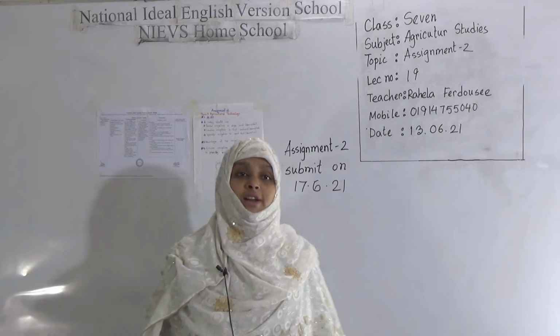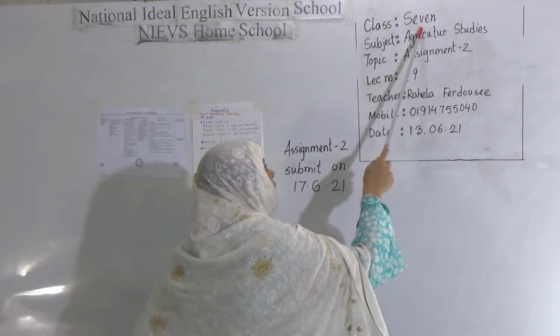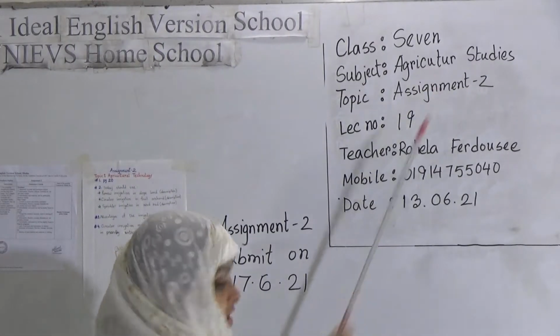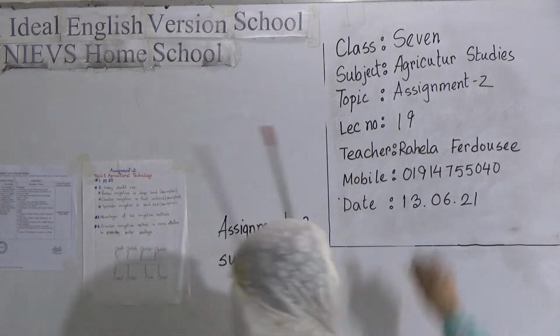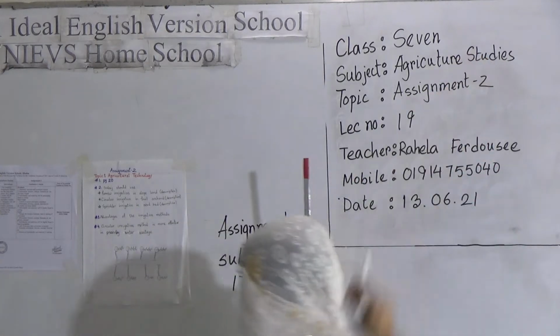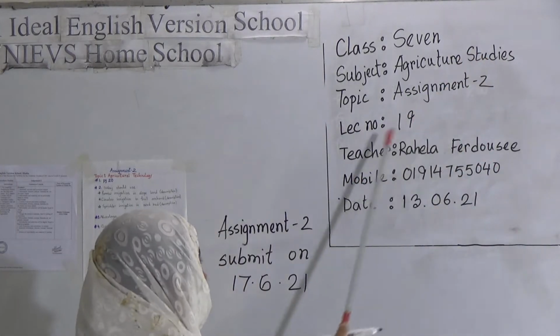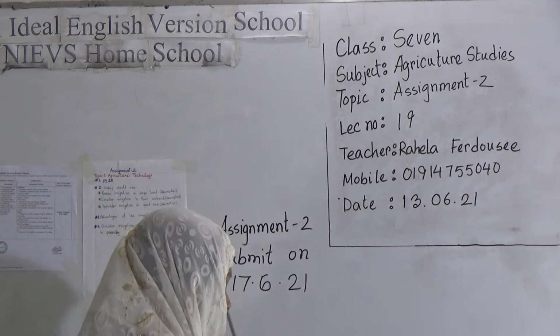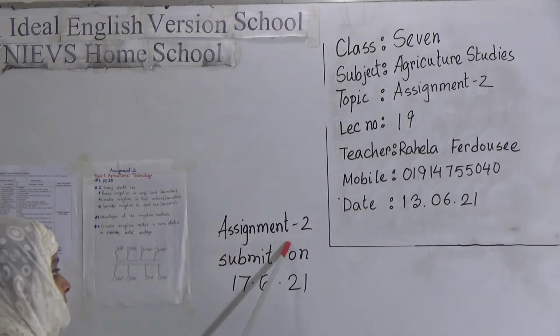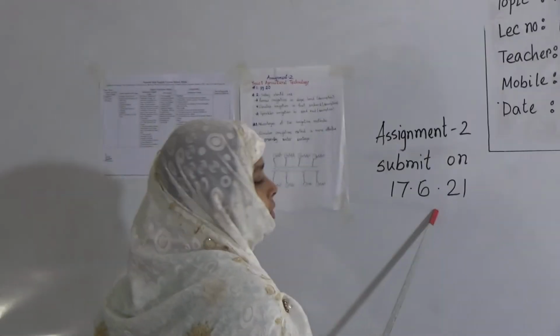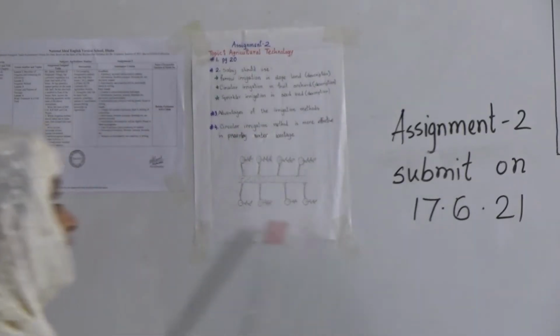Today I am going to have a class with the students of class 7. Our today's subject is agriculture studies. Today we will discuss assignment 2. Our today's lecture number is 19. My dear students, you will submit the assignment on 17th June. Now see the question.